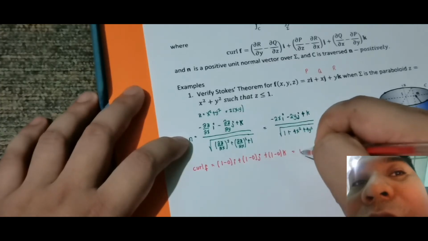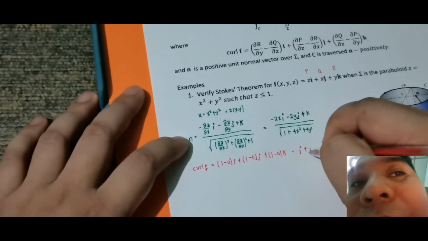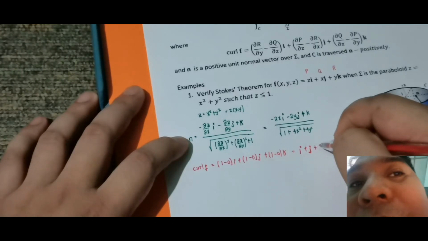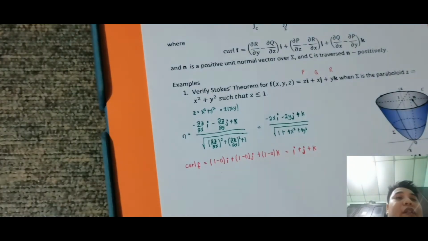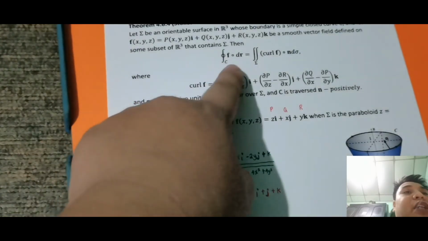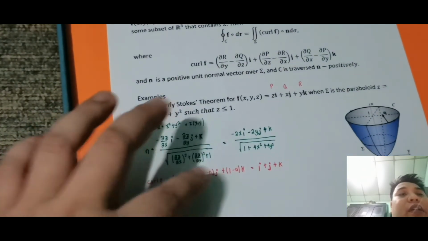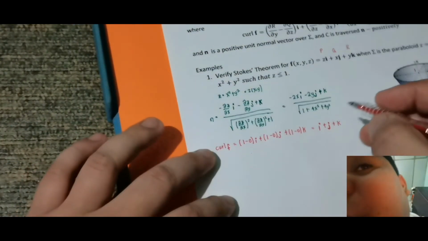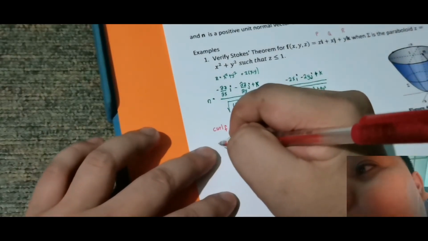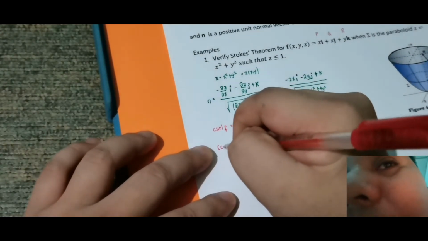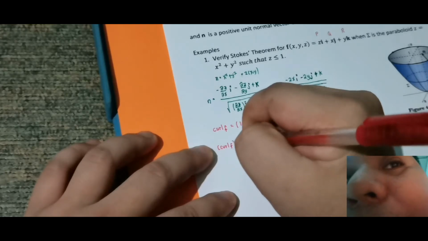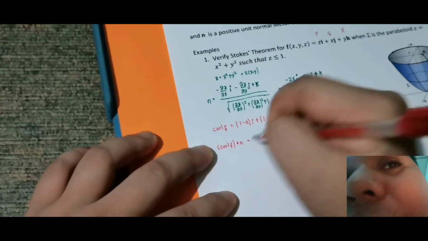So therefore, this is just i, j, k. Okay, so that is simply i, j, k. So let's check what the curl of F dot something is. The formula is curl F dot N. We have this N and this curl F. So let's compute the curl of F dot product N.